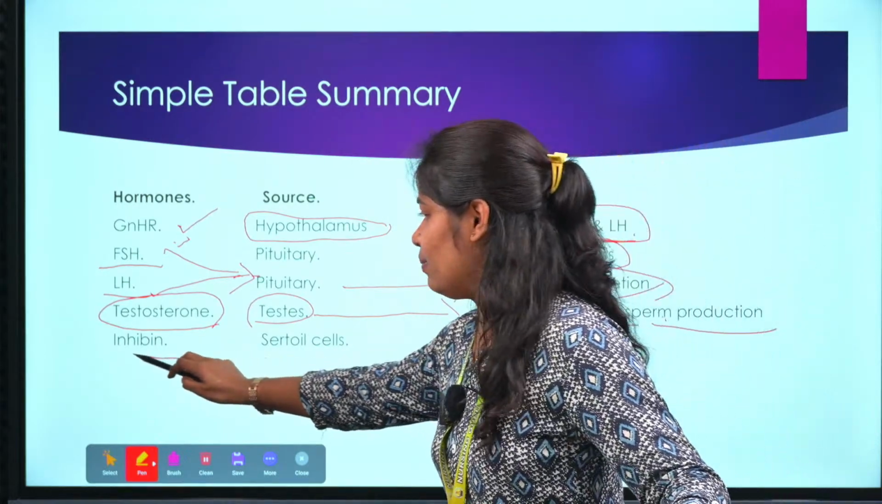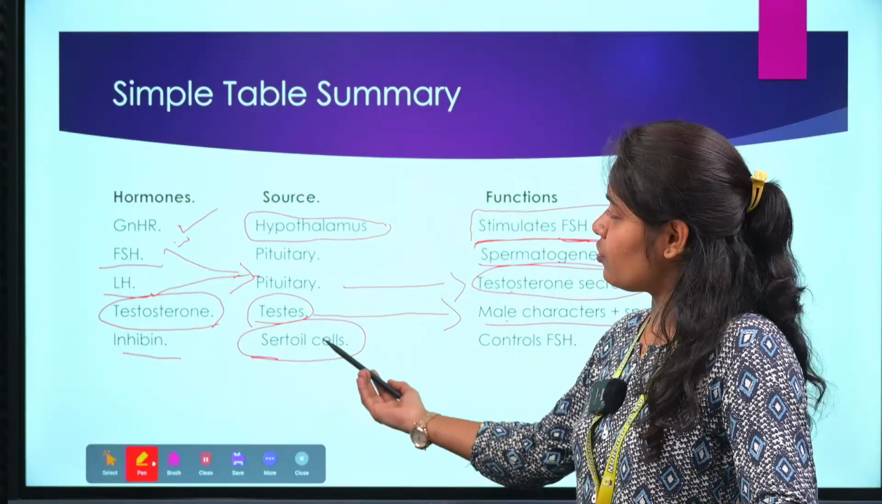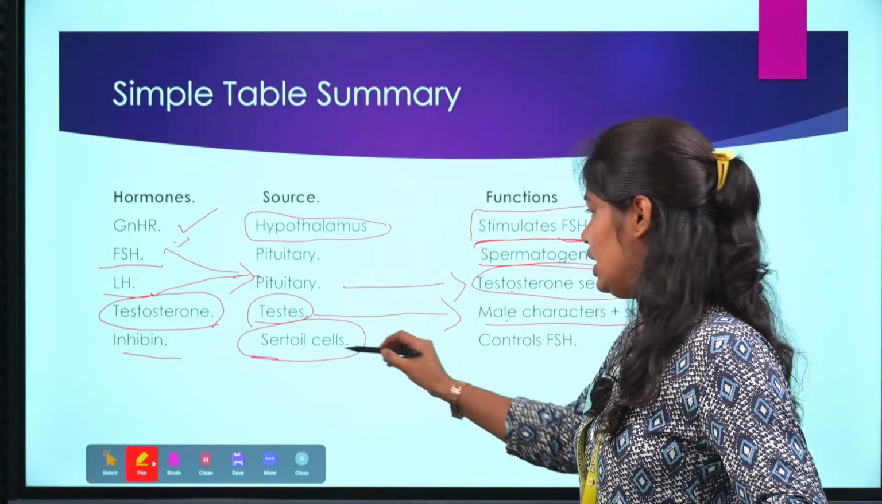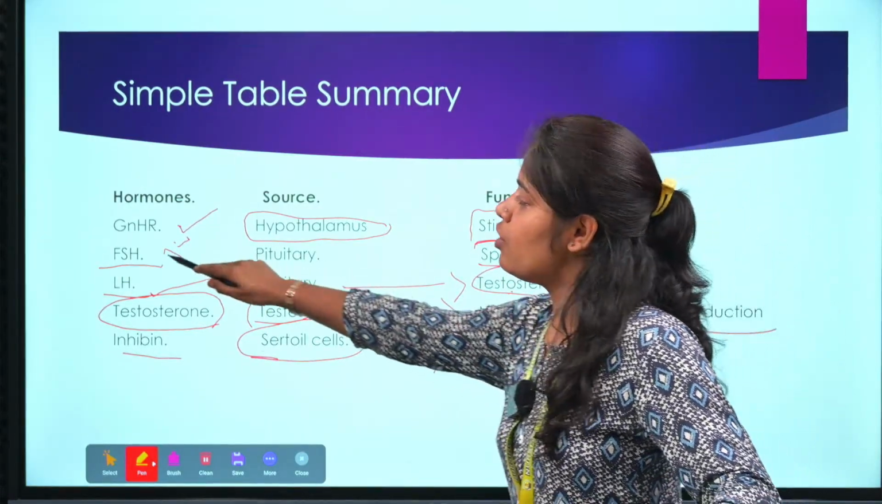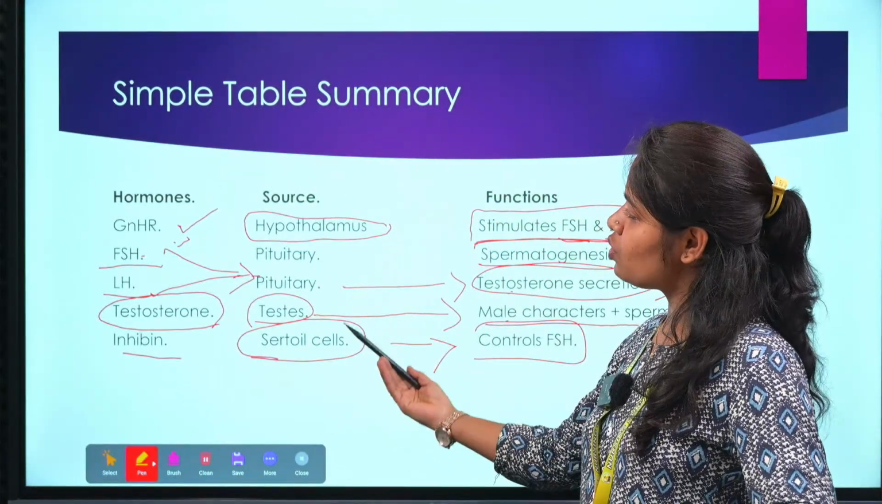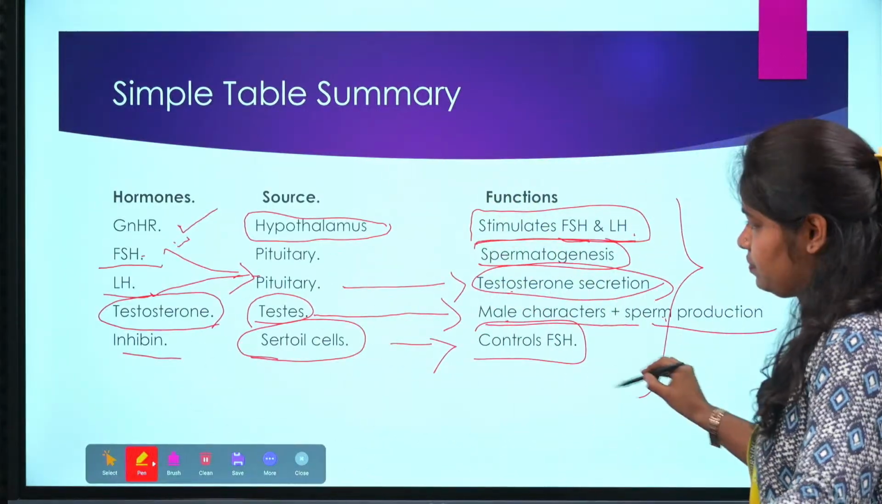Next is inhibin. It is produced from the cells of the testis. The function of this hormone is to control the FSH, the follicle stimulating hormone. These are all the hormones, the sources where these hormones are produced, and also their function.